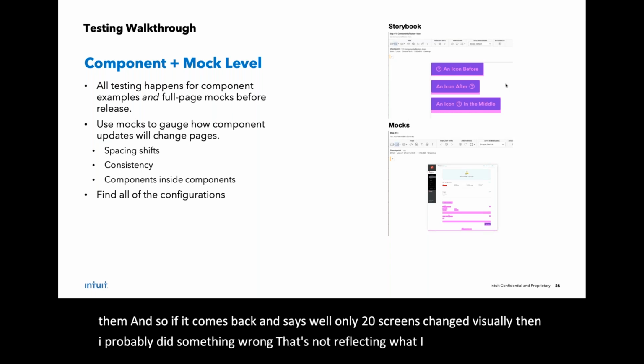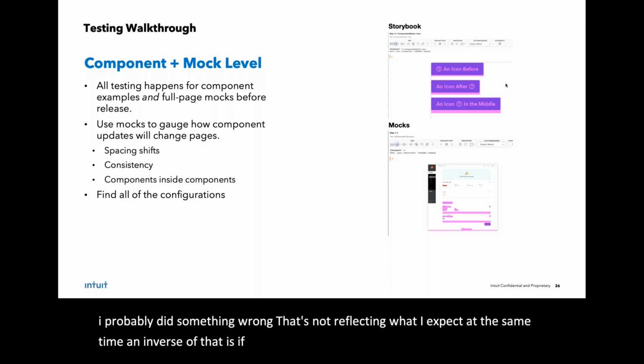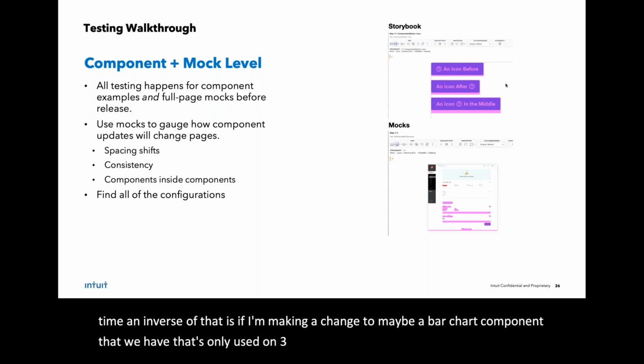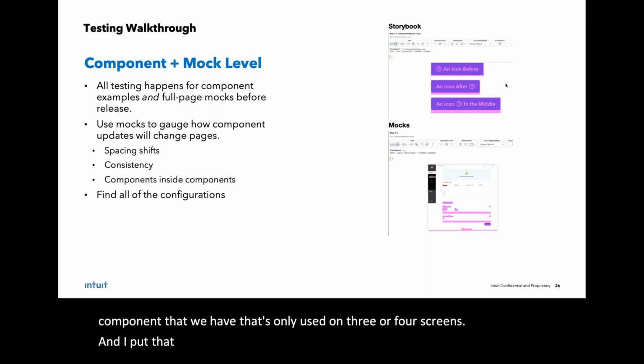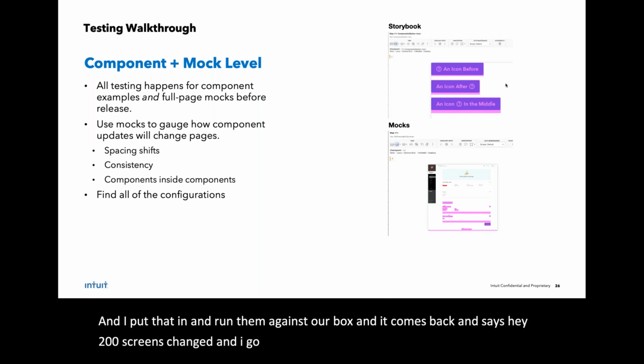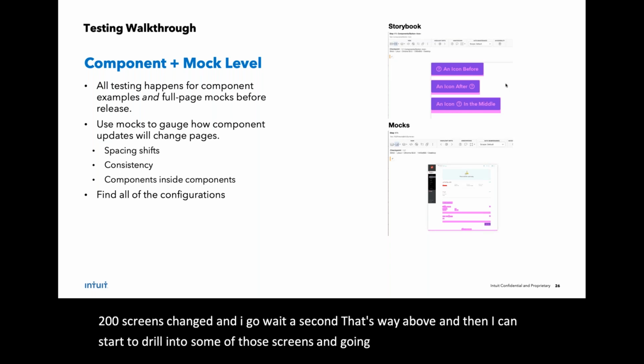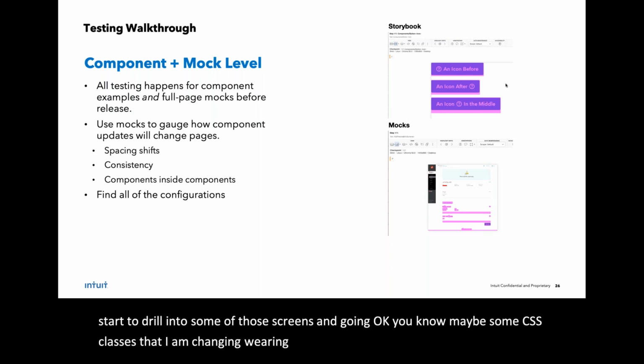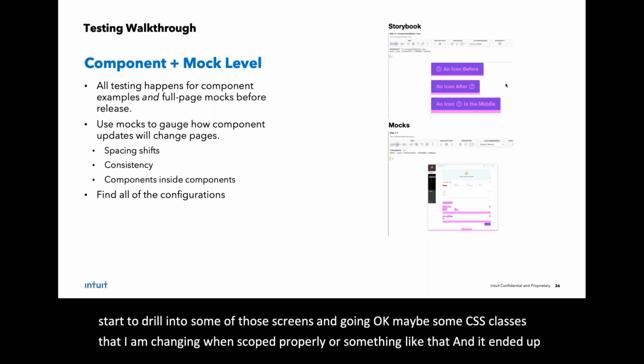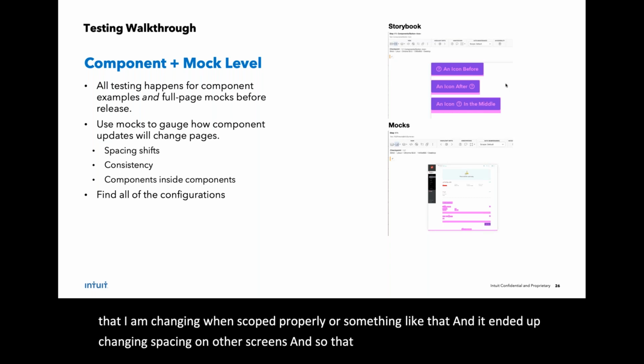At the same time, an inverse of that is if I'm making a change to maybe a bar chart component that we have that's only used on 3 or 4 screens, and I put that in and run them against our mocks, and it comes back and says, hey, 200 screens changed, and I go, wait a second, that's way above. Then I can start to drill into some of those screens and go, okay, maybe some CSS classes that I am changing weren't scoped properly or something like that, and it ended up changing spacing on other screens. And so that really is the surface level sanity check for any individual change.